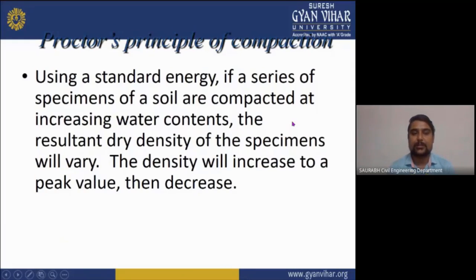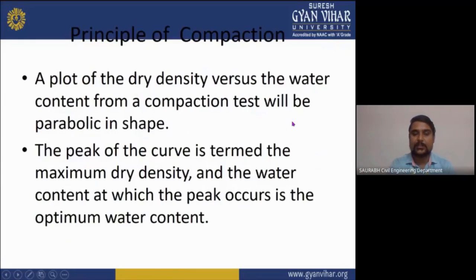Now we will see the Proctor principle of compaction using a standard energy. If a series of specimens of soil are compacted at increasing water content, the resulting dry density of a specimen will vary. The density will increase to a peak value, then decrease. So you can understand what we have to do. We have to vary the water content, and then we will get the maximum density. Then we have to stop, and at that point we will get our MDD, which is known as maximum dry density, and after that your density will decrease as mentioned here.